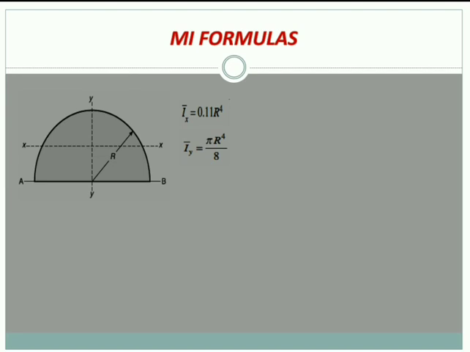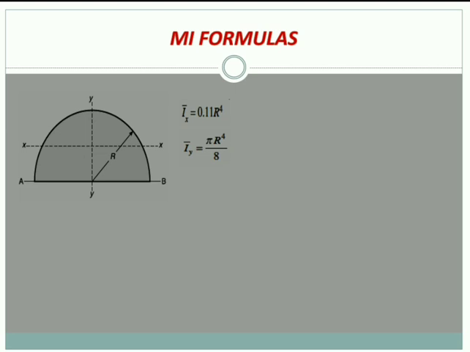Now the thing to be considered here is that we may get the semicircle in 4 different patterns. Depending on the pattern, this semicircle shown in the figure is symmetrical about which axis? Yes, the vertical axis, meaning if we cut it vertically, we get two equal halves. As it is symmetrical about the vertical axis, Iy is equal to pi r raised to 4 by 8 and Ix is equal to 0.11 r raised to 4.